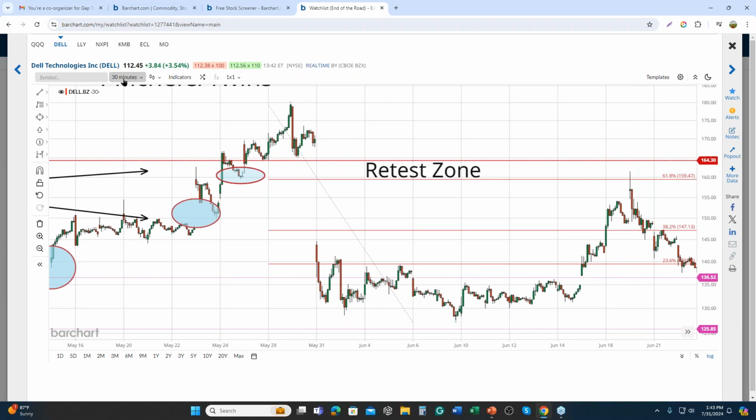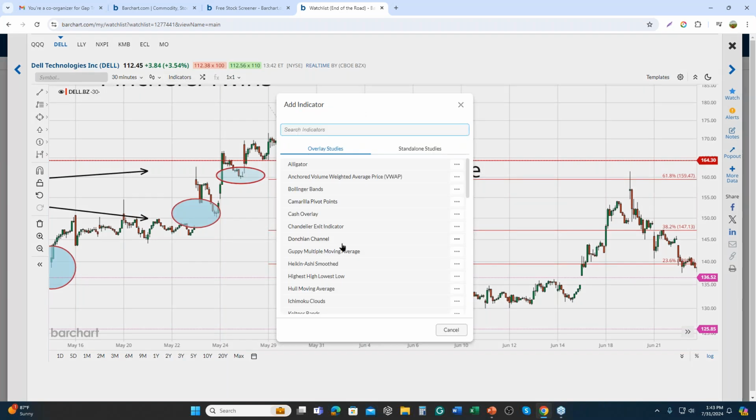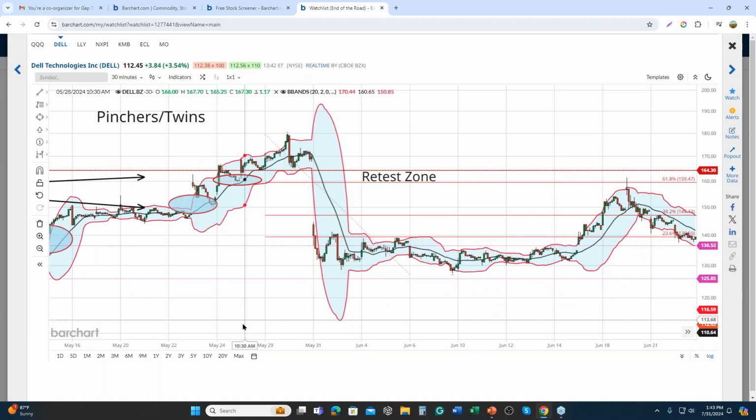And here I'm in a 30-minute time frame. So let's add one of my favorite tools, and that is Bollinger Bands. And what we can see here is on the day of price returning to that Fibonacci level in that retest zone between where I found old support, that we got a Bollinger Band piercing.